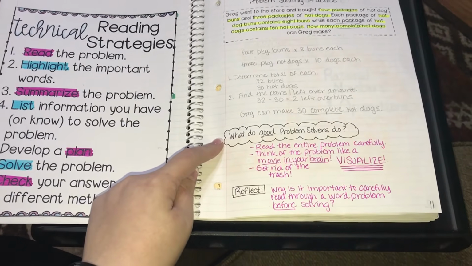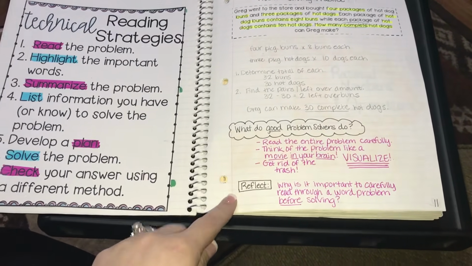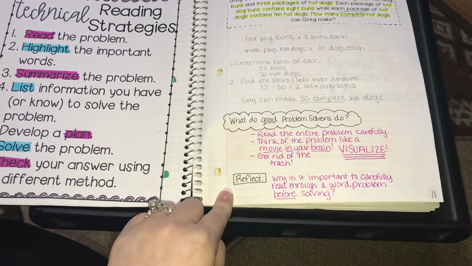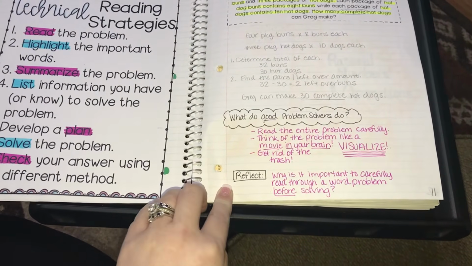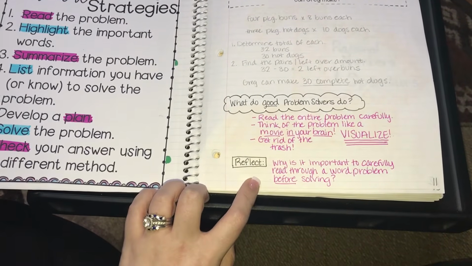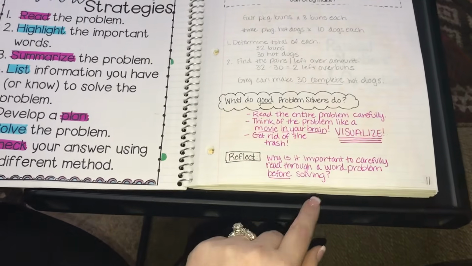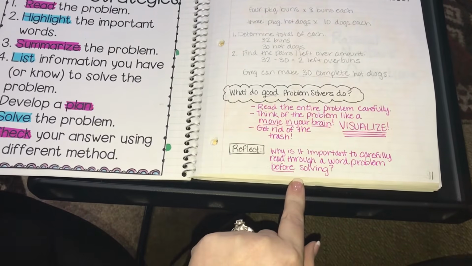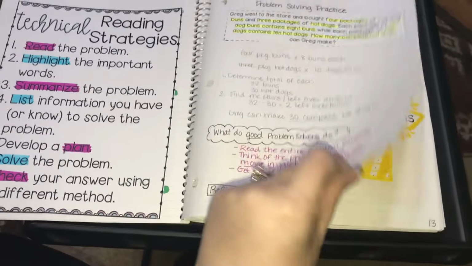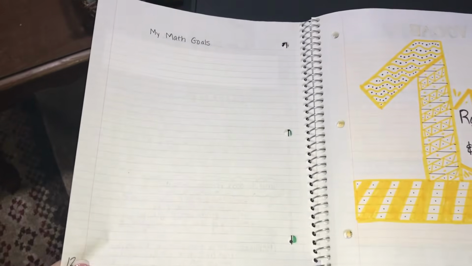And then we talk about what do good problem solvers do. And then there's a reflection question that they, as a group, will get together and create an answer to write on a Post-it and add to a Post-it Prove It for the day. And if you need any more information on Post-it Prove It, I'll link you to a blog post that I've written about that.